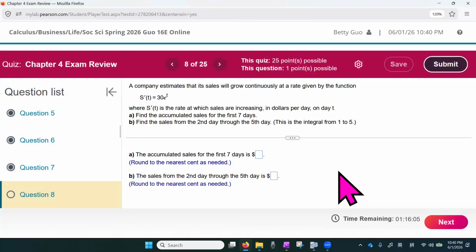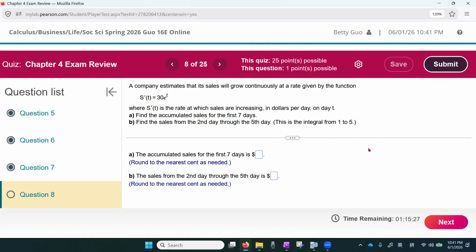Next, question number 8. A company estimates that its sales will grow continuously at a rate given by the function, where S prime is the rate at which sales are increasing in dollars per day on day t. A, find the accumulated sales for the first 7 days. B, find the sales from the second day through the 5th day. This is the interval from 1 to 5. So we have this hint for part B.